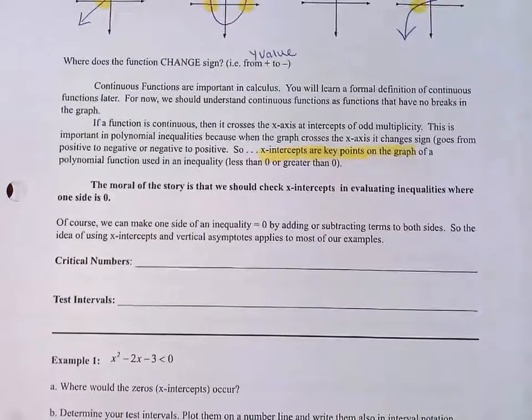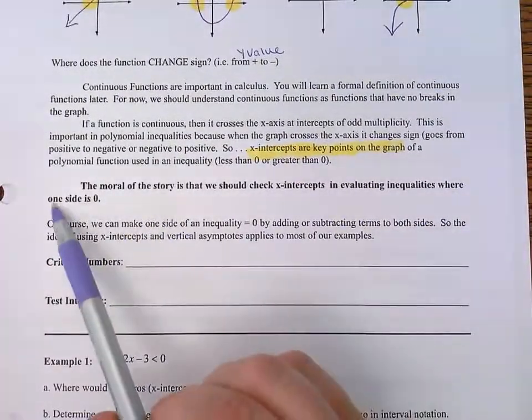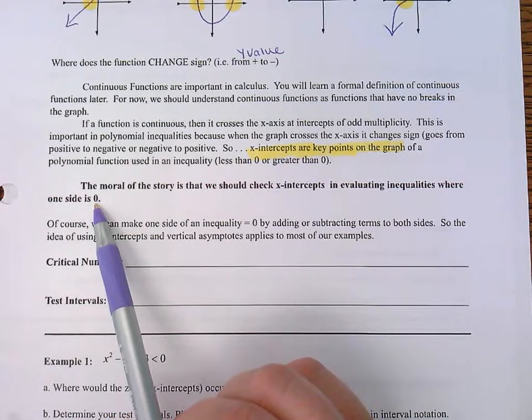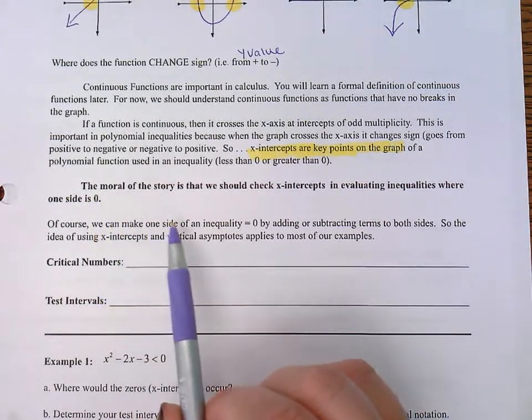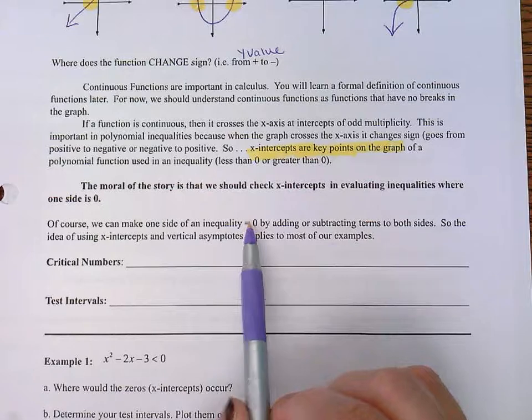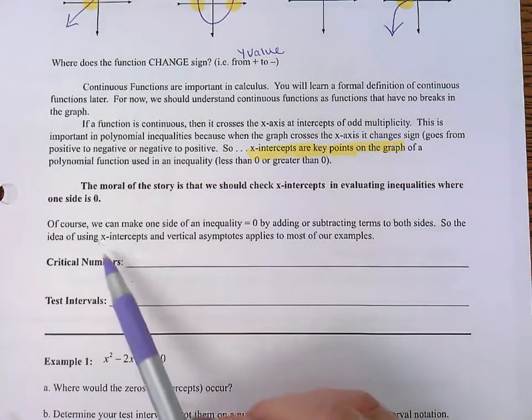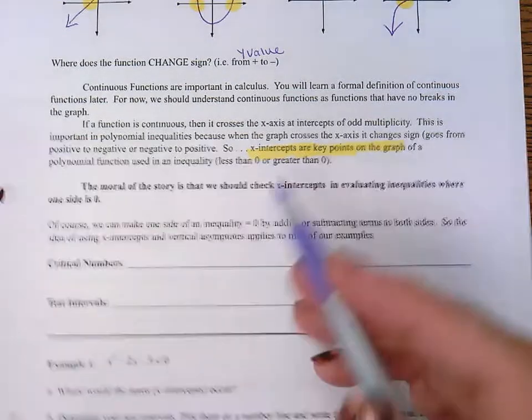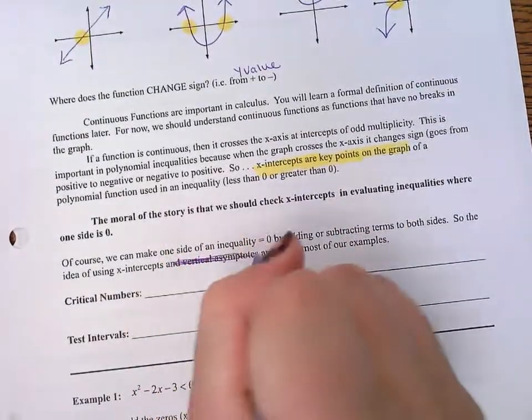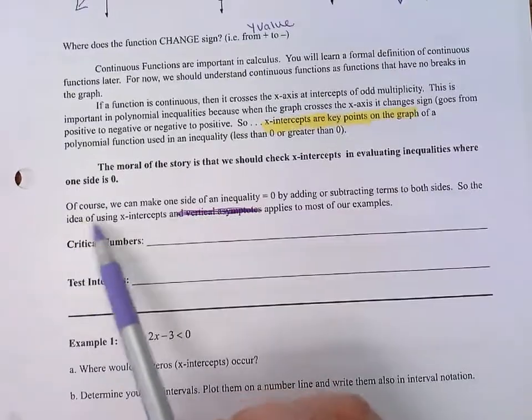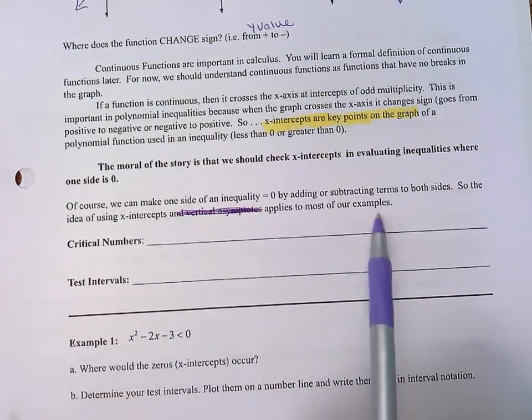Now, the inequality has to have one side as 0. If it doesn't, we can always make one side 0 by adding or subtracting terms on both sides. The idea of using x-intercepts applies to most of our examples, though vertical asymptotes we're not learning about right now.